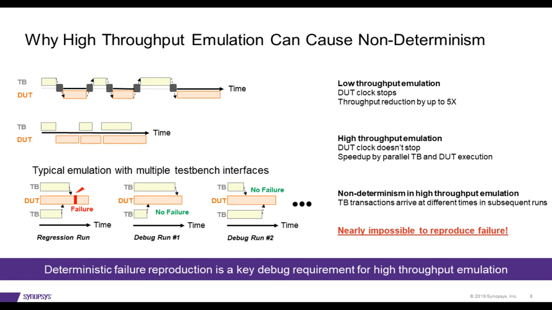So this is really important, that for exascale debug, you need high throughput emulation because you're trying to run billions of cycles. And when you have set up high throughput emulation, deterministic bug reproduction becomes a very, very important debug requirement for such a system.